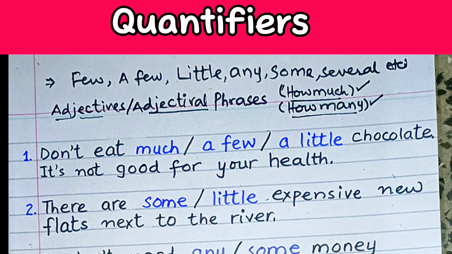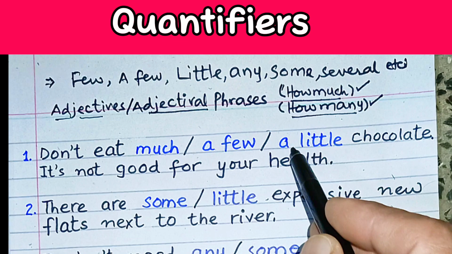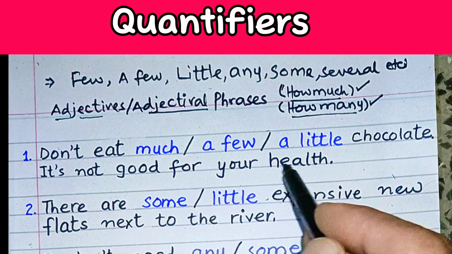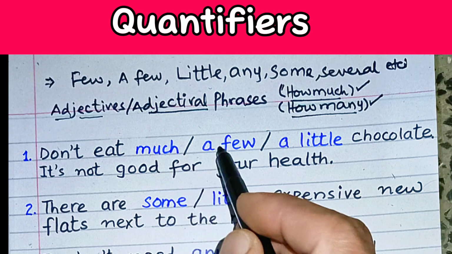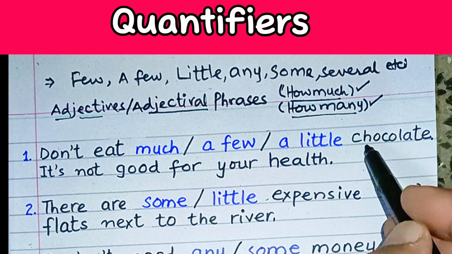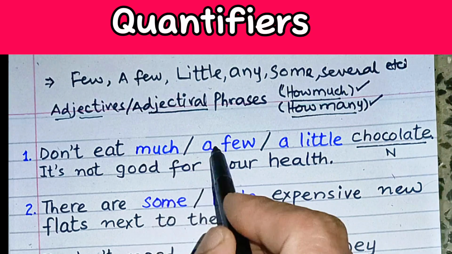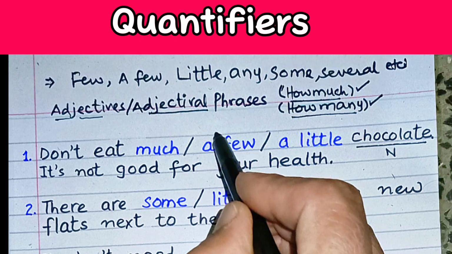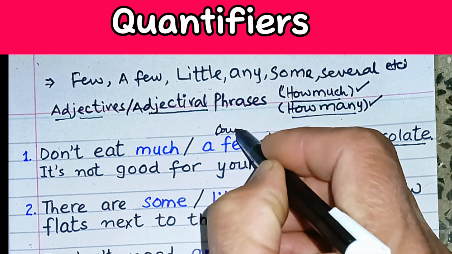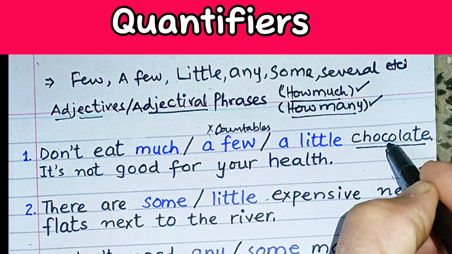Let's see a few examples in order to understand the concept of quantifiers. Number 1, don't eat much or a few or a little chocolate, it's not good for your health. So we have three options: much, a few, a little. Chocolate is the noun over here that is being described by one of these quantifiers. One option is going to be correct. A few is used for countable nouns, and chocolate is not a countable noun over here.